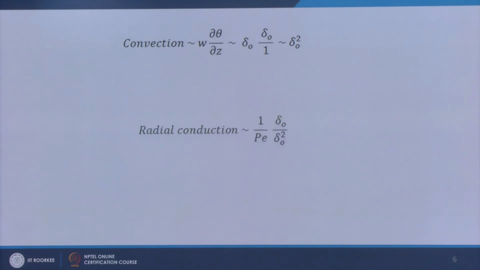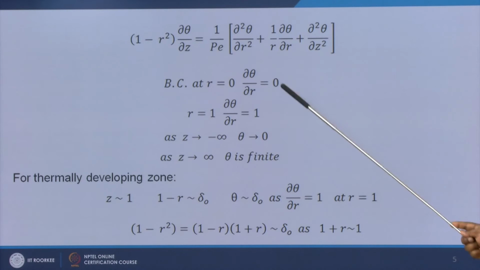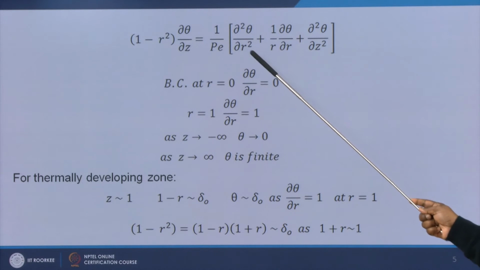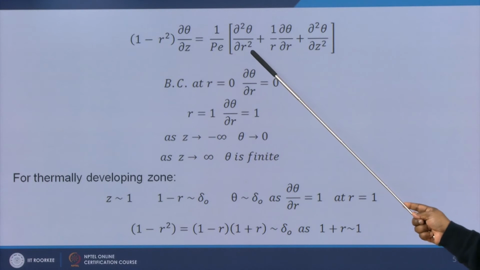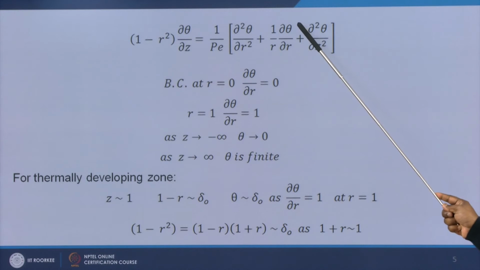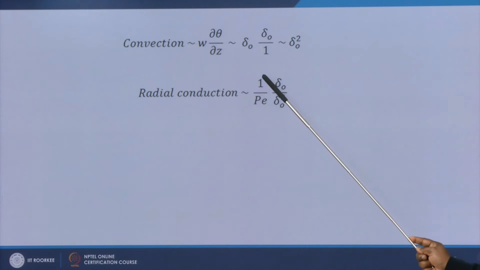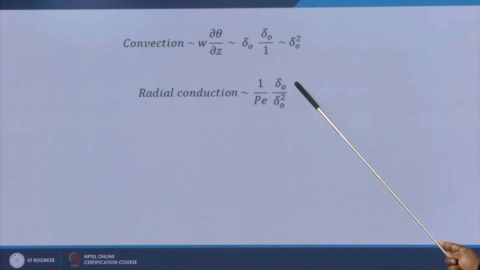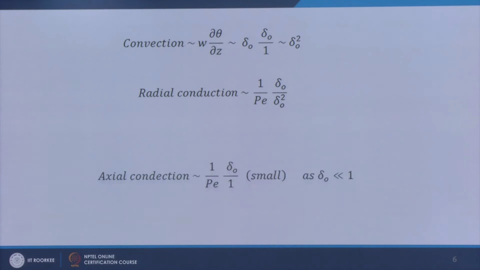Okay. Then radial conduction, if you think about it, in this equation you see the radial conduction is having 1 by Peclet number and then theta's order and R order square. So here also R order square, theta's order over here. Okay, so we will find the radial conduction becomes 1 by Peclet number into delta naught by delta naught square. Okay, so radial conduction order we have found out.